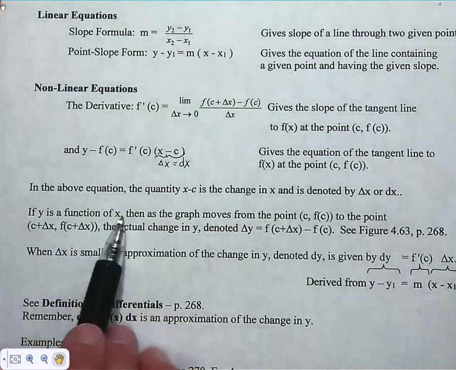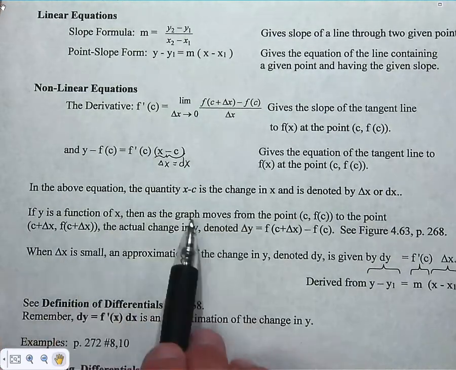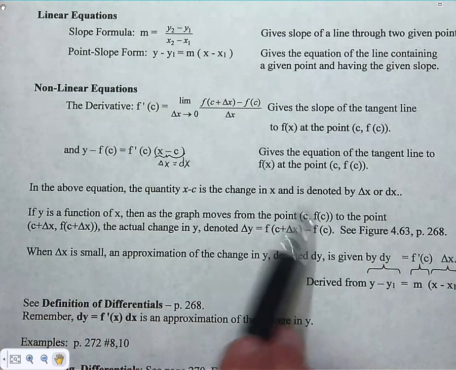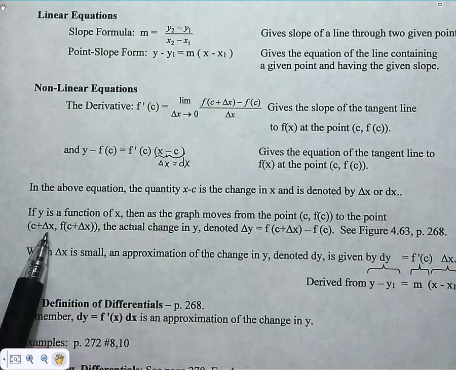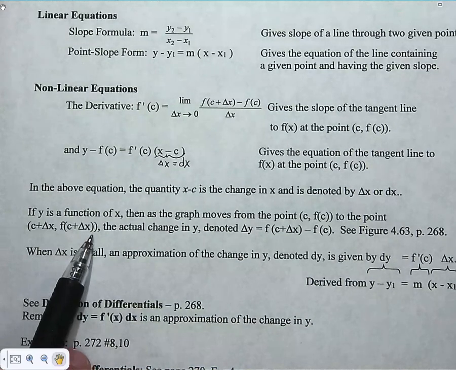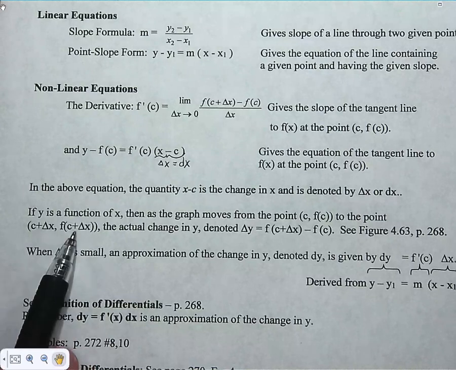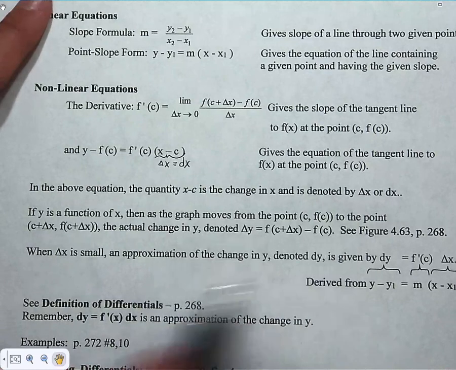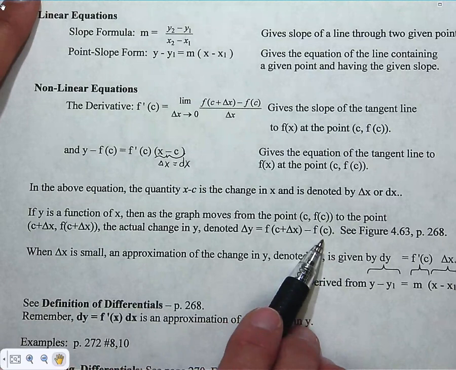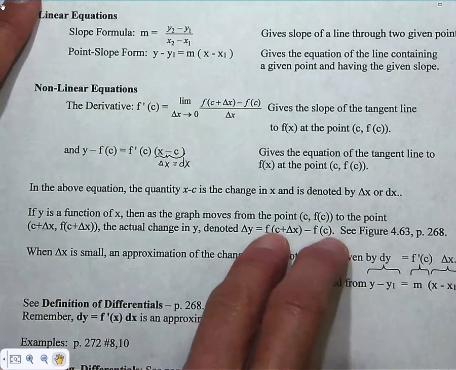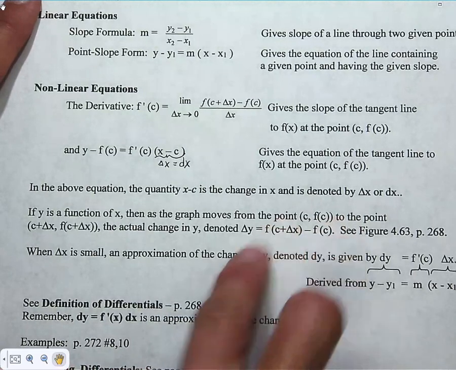If y is a function of x, as the graph moves from (c, f of c) to c plus some little scooching over amount, f of c plus some little scooching over amount, this is just a different x and y. The actual change in y is what you would get if you subtracted f of c from f of c plus delta x. That's just two different y values. You subtract them to get the change in y.